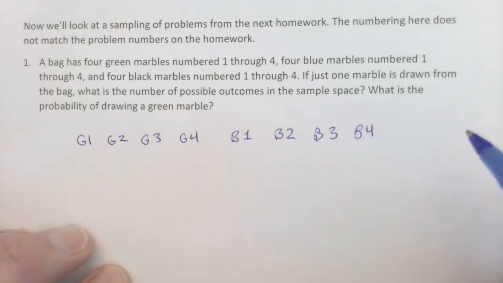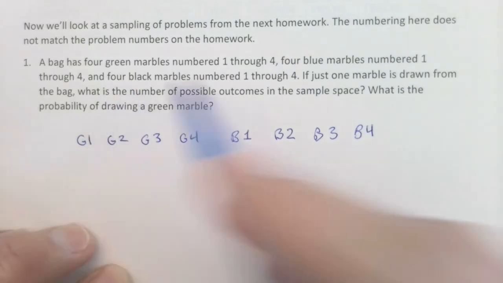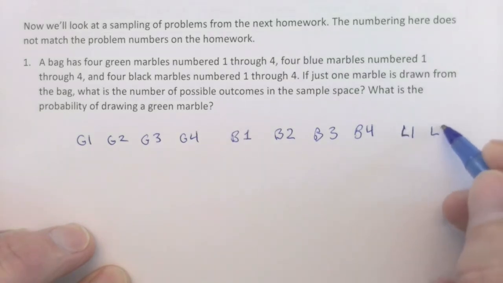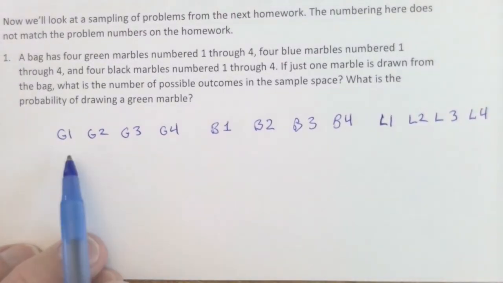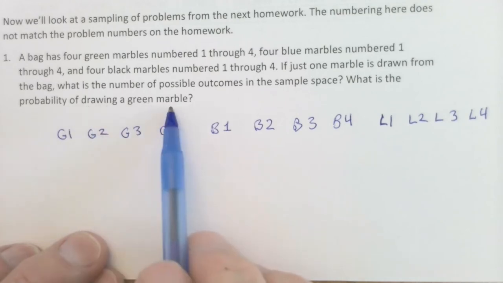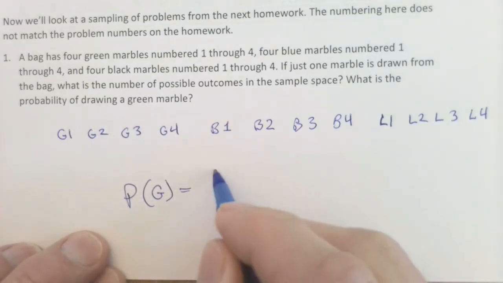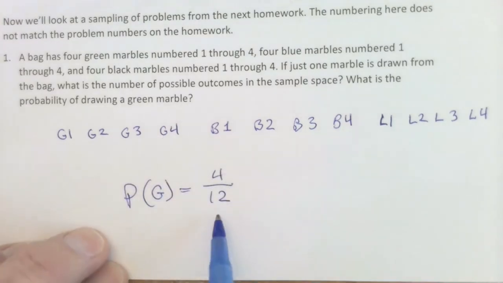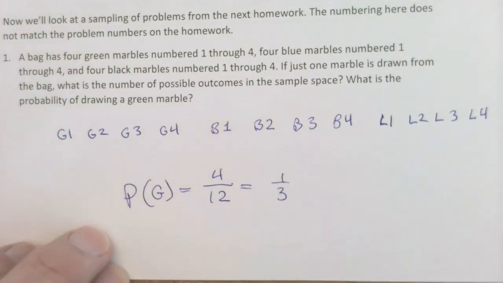And then finally we have green, we have blue, and then we have black. So for black, I'm going to use L. That's the second letter in the word black. So I have L1, L2, L3, and L4. There are all 12 possible outcomes. And if you're looking for green, if that's favorable to you, the probability of green is 4 over 12, because you have 4 ways of getting what you want out of a possible 12 outcomes, which of course reduces to 1/3.